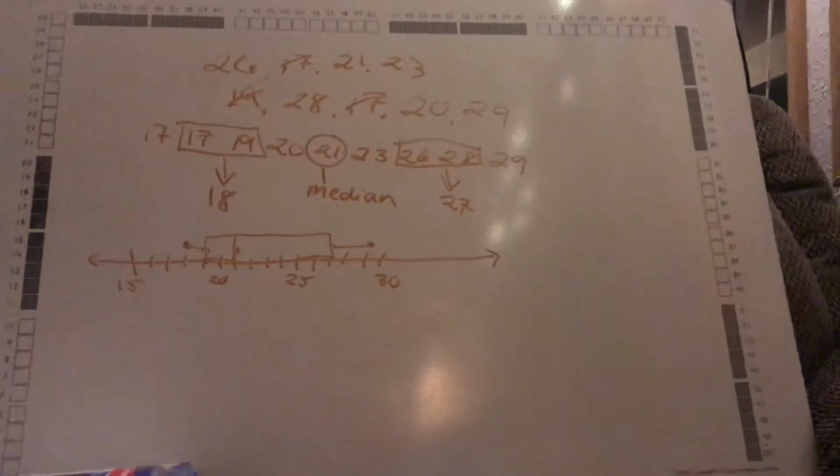All right, moving on into the book, it says the interquartile range of a data set is the difference between the lower and upper quartile.